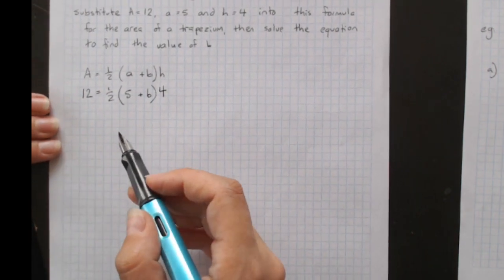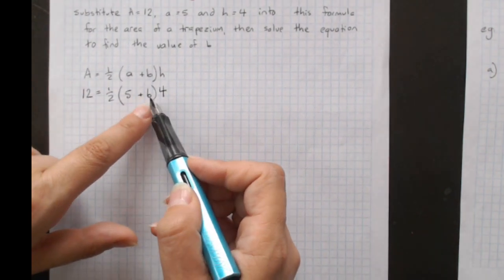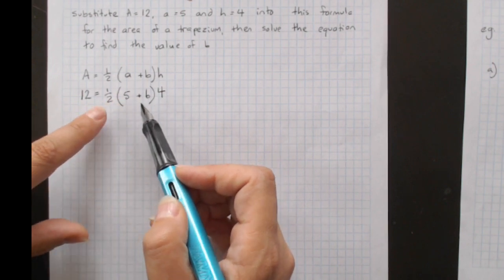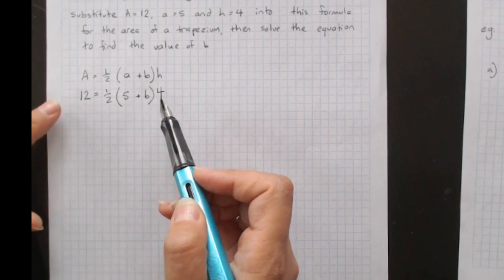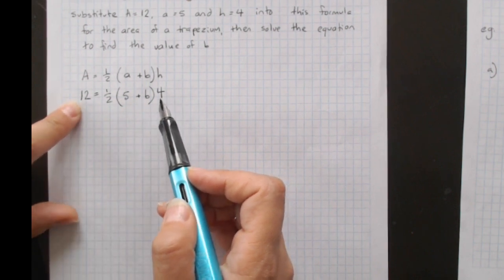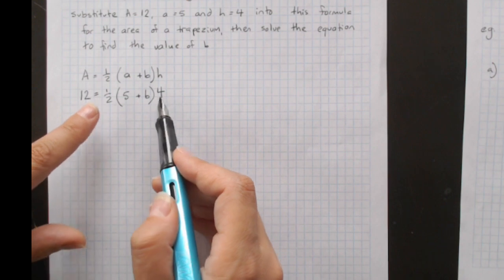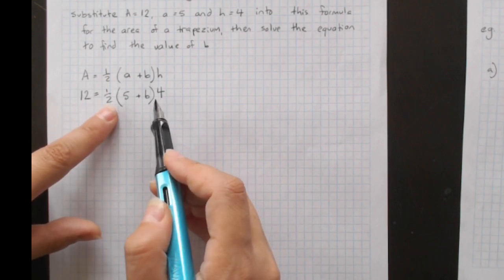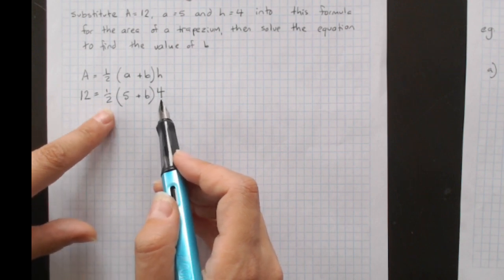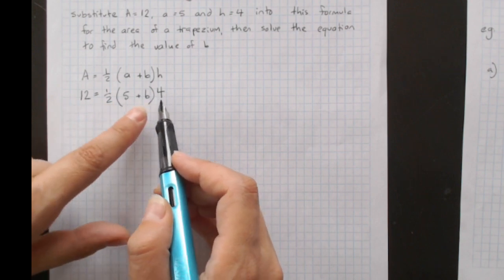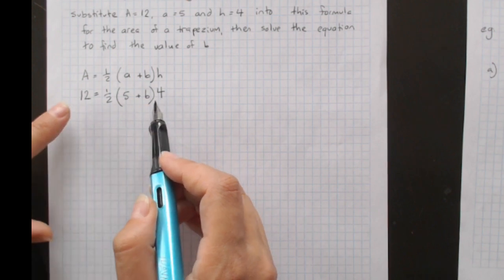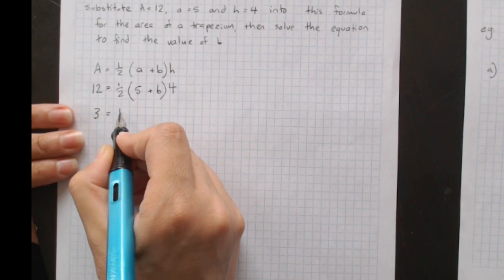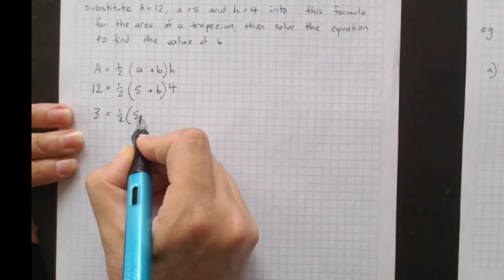There's a couple of different ways we could tackle this, but we had a number, we added 5, we multiplied by half, and we multiplied by 4, and we got 12. Now, we could combine these if we wanted. It would make it a little bit easier. Just find half of 4 to start with. But we could also just do it step by step. Dividing by 4 on both sides to get rid of this times 4. 3 equals a half times 5 plus b.